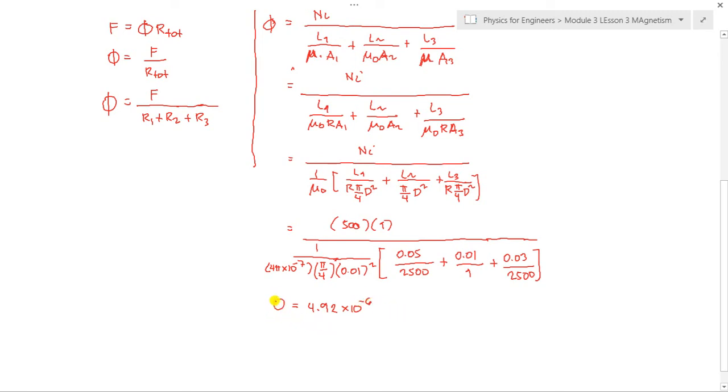What is the kuan class? Unsa may unit aning ato ang kuan, ato ang magnetic flux? Okay, Weber. So this is Weber. So, muna siya ang ato ang magnetic flux nga mi-travel sa ato ang duhaka core og naay air gap gamay.